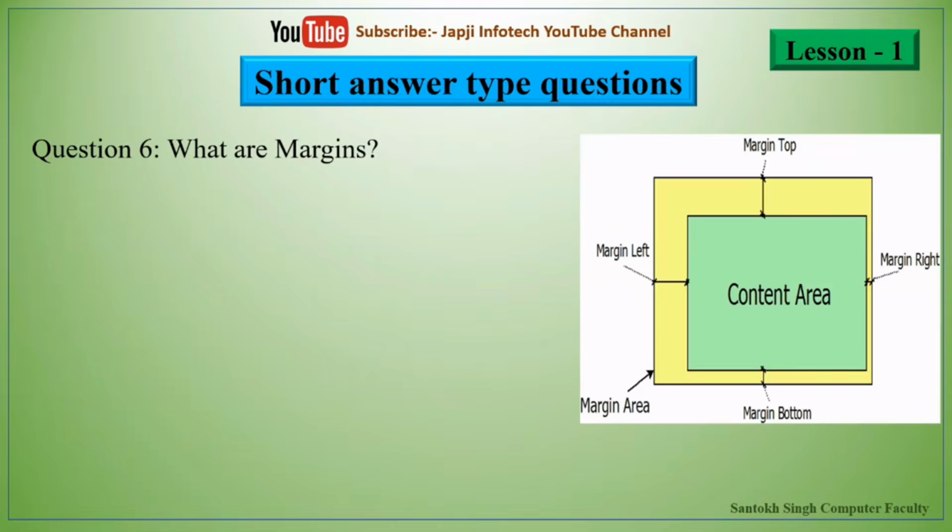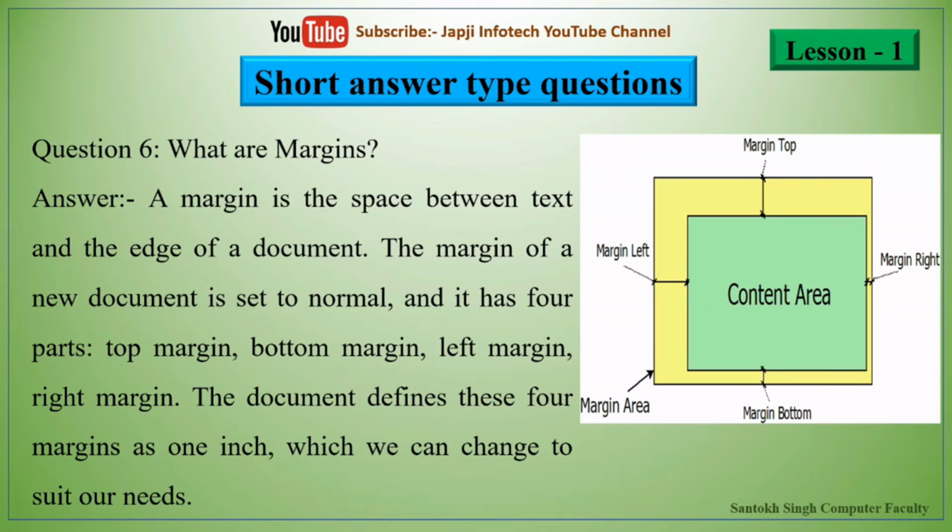So our sixth question is, what are margins? A margin is the space between text and the edge of a document. The margin of a new document is set to normal and it has four parts: top margin, bottom margin, left margin, and right margin. The document defines these four margins as 1 inch, which we can change to suit our needs.